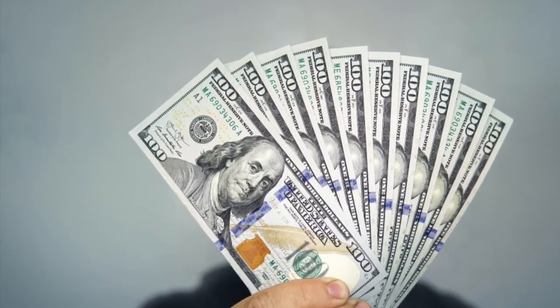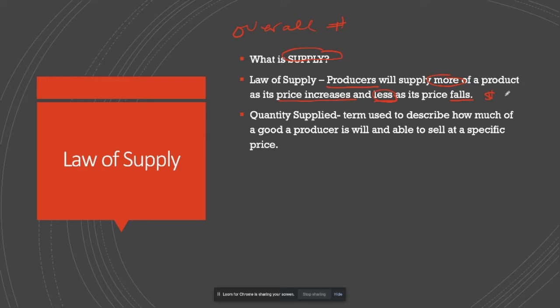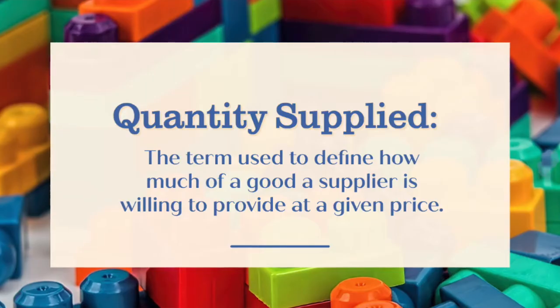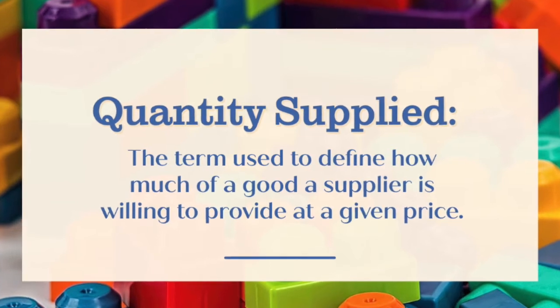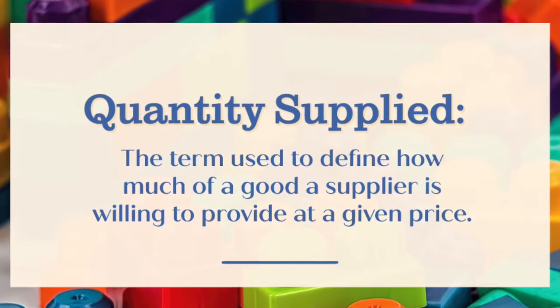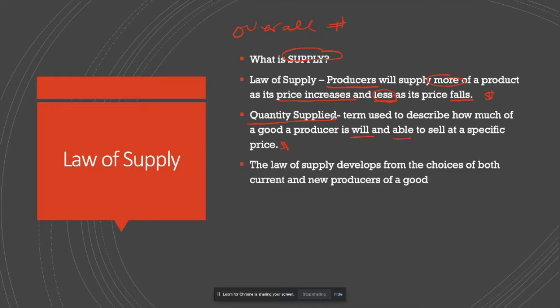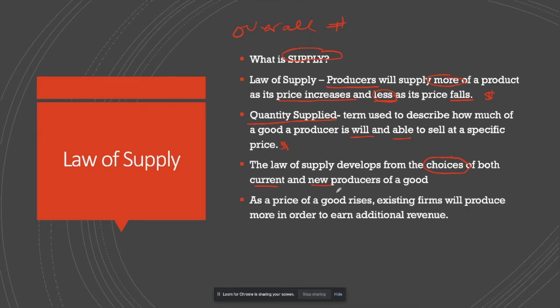Money. So when we look at the quantity supplied, it is basically the actual specific amount that the producer is willing and able to sell at the specific price. So for every price, you have a quantity supplied, a value that is designated for that price. When we think about the law of supply, we have to change gears because we have to think about producers and look at their choices. This develops from current and new producers, and we will discuss how new producers come into the determination of quantity supplied in just a second.